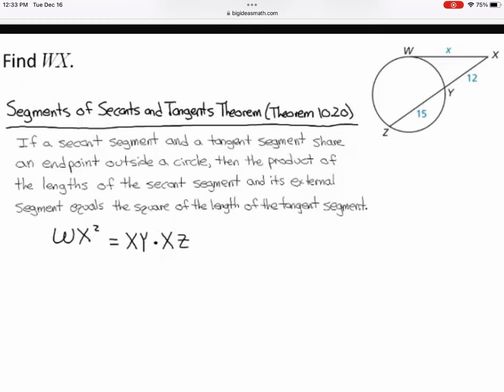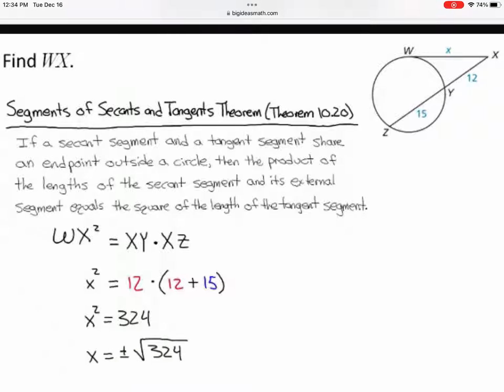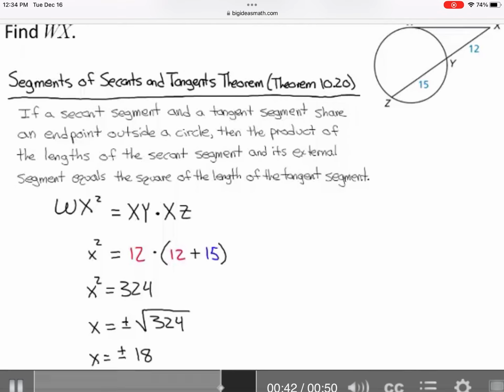Because WX equals x, XY equals 12, and XZ equals 12 plus 15, x squared equals 12 times the quantity 12 plus 15, which simplifies to x squared equals 324. Taking the square root of each side gives x equals plus or minus the square root of 324, or x equals plus or minus 18.